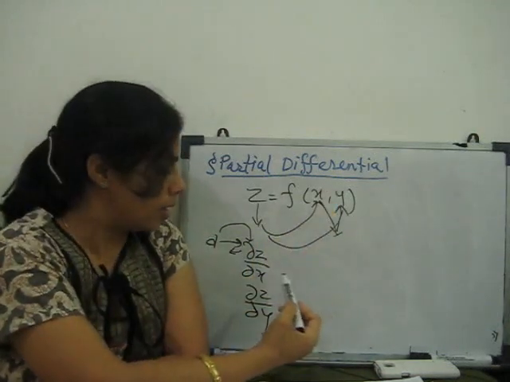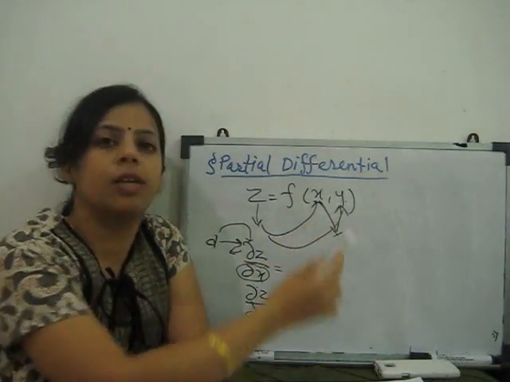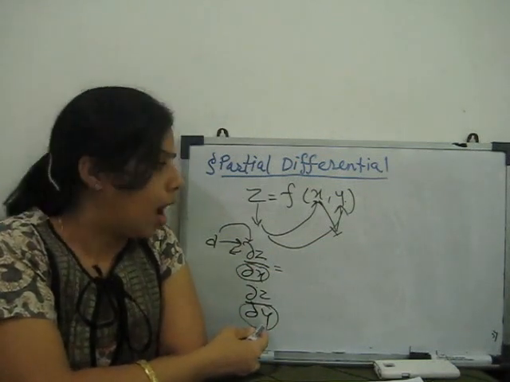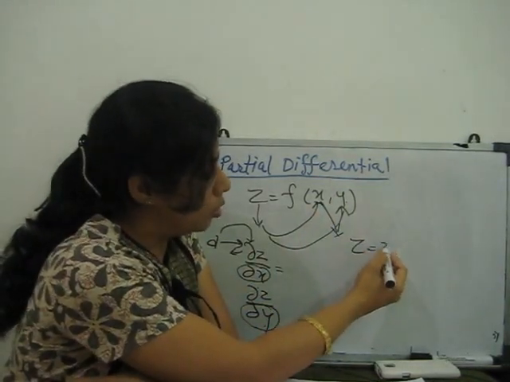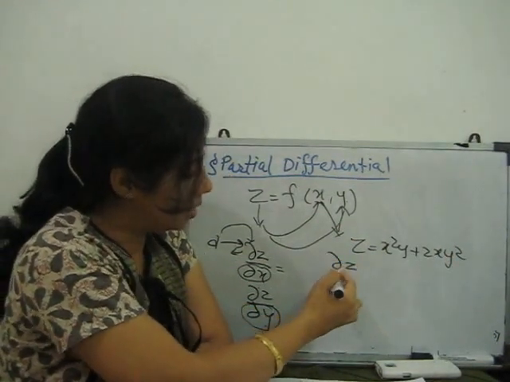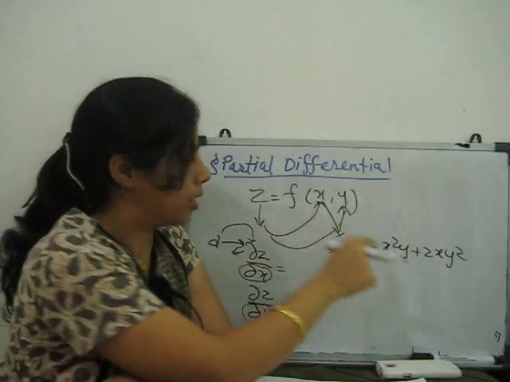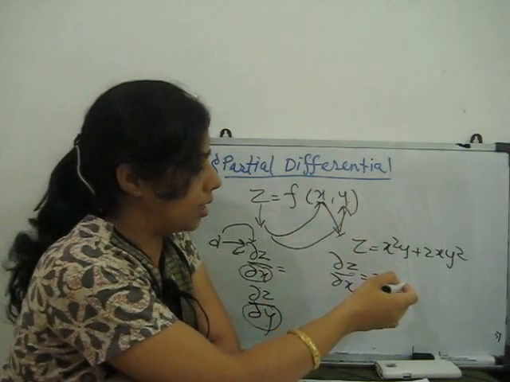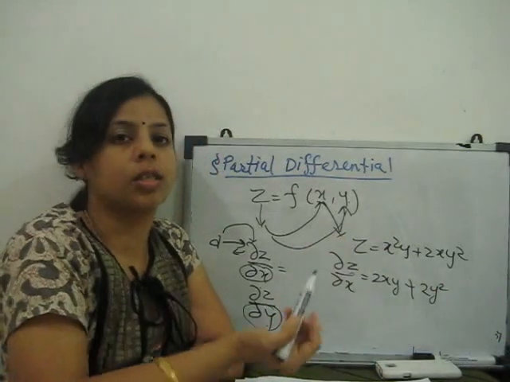Second, both are independent variables. When we differentiate with respect to x, the other variable y is constant. Similarly, when we differentiate this function with respect to y, x is constant. For example, very simple: z is equal to x square y plus 2x y square. If we find del z by del x, differentiate with respect to x. Differentiation of x square is 2x, y is constant, put like that. Plus differentiation of 2x is only 2, and 2y square is treated as a constant.